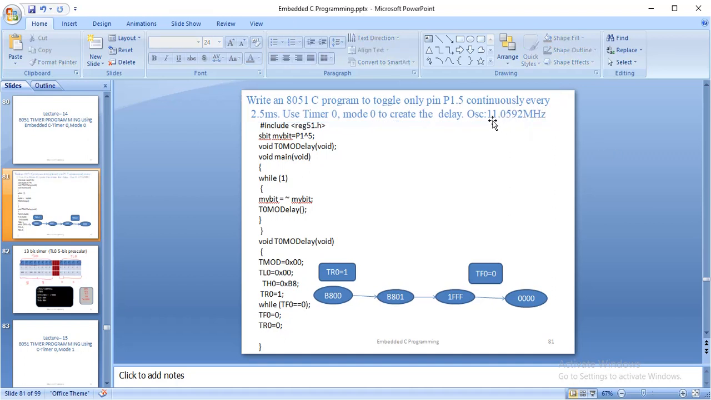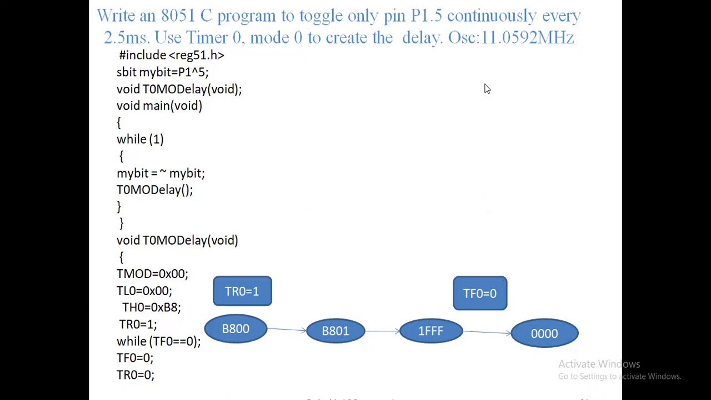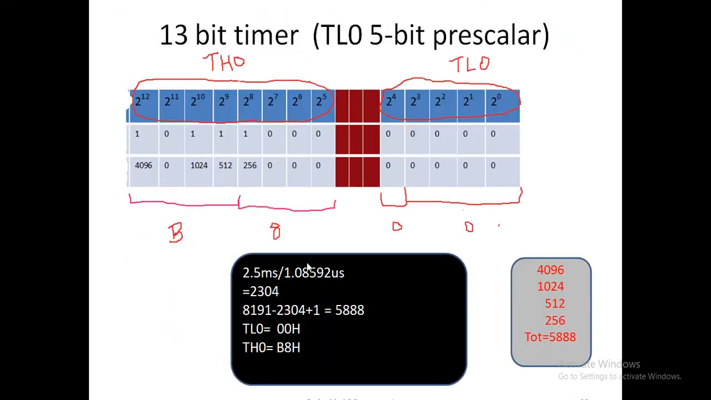Okay, you have to divide this 11.0592 megahertz by 12, and you will get 921.56 kilohertz. You take the inverse of that, and you will get the time. That's why you can divide this 2.5 millisecond by this value, and you will get 2304. Because it is a 13-bit timer, you subtract 2304 from 8191.